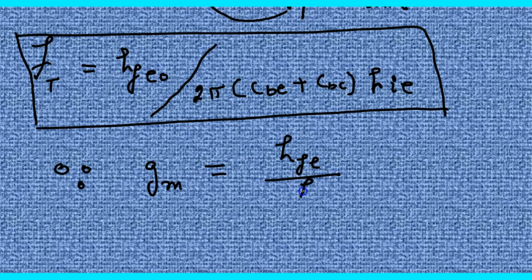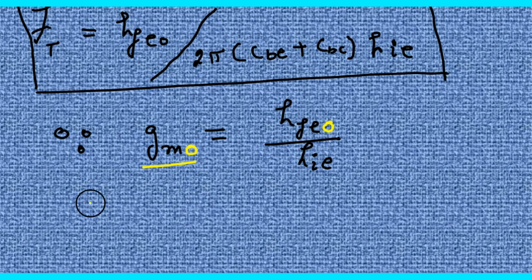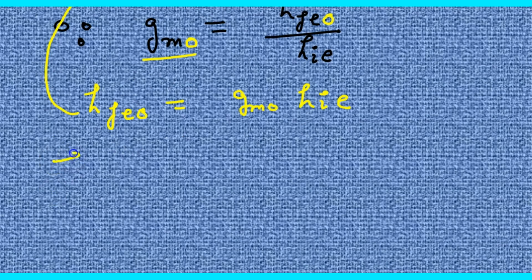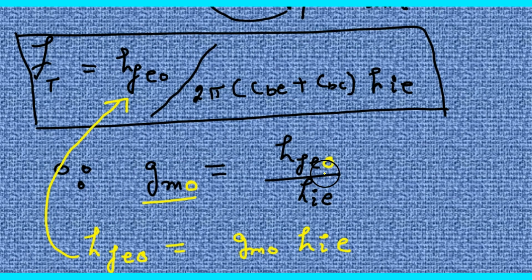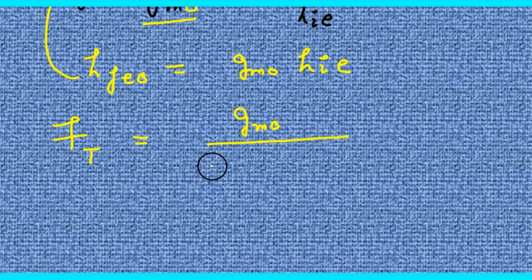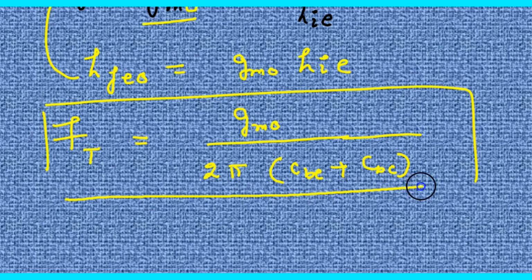Now gm is the mutual conductance, and it is the ratio of HFE upon HIE. Now we put the letter 0 on both sides. HFEO becomes gmo into HIE, substituting above. HIE cancels out. So this is the expression of ft. So it is constant again.